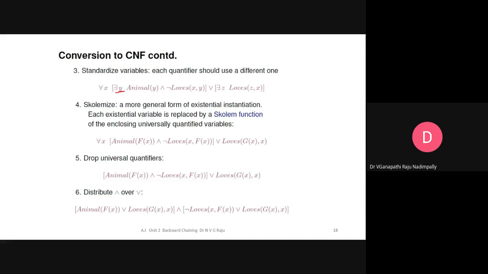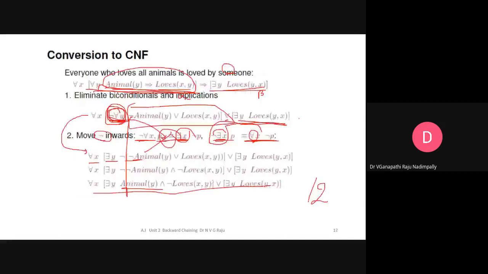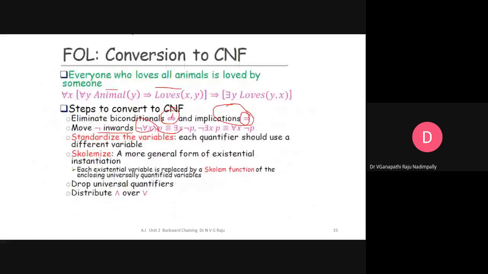What is the sentence, please? From the sentence: everyone who loves animals. Sorry, here it's all animals. Everyone, we can take as a third variable. Everyone, here also we can take for all, and who loves all animals. Here also we will get the for all symbol, and loved by someone. Yes, we can go for the third one. But the interpretation and explanation I'll give.